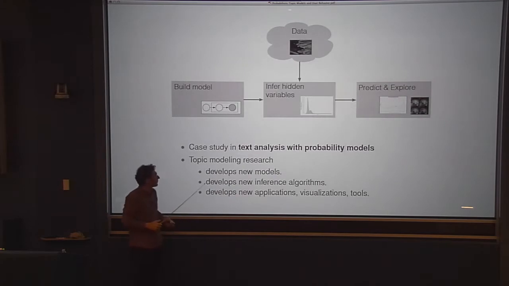Topic modeling research is research in developing new models. I'll show you that in the next part of the talk. Developing new inference algorithms. How can we make inference faster, more accurate? Can we prove things about inference? And developing new applications, visualizations, tools. What are some ways we can use this? Let's say I have 10 billion tweets and I fit an LDA model to it. What good is that? What can I do with it? I don't know.